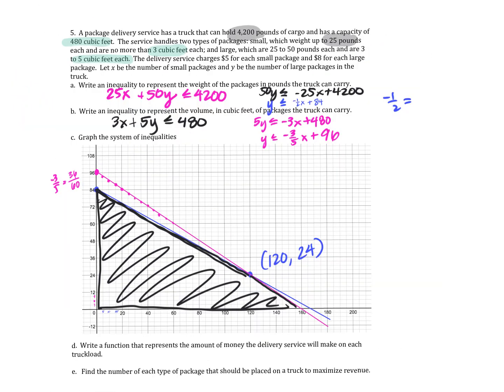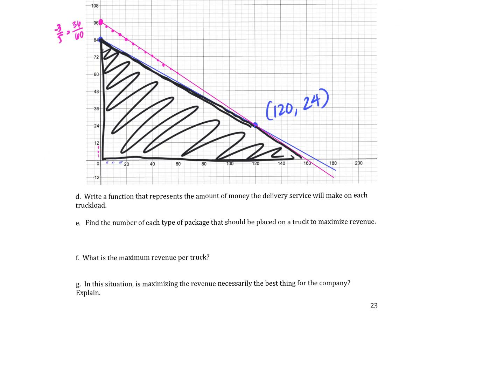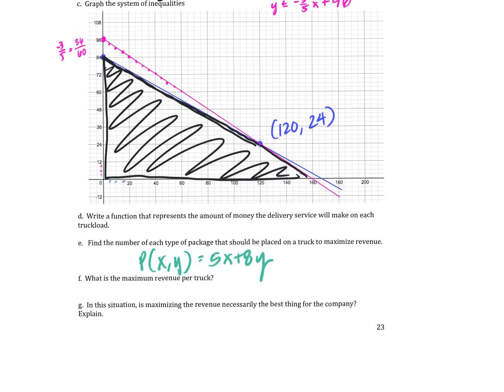Let's talk about Amazon's profit, you guys. They're charging $5 for every small box, and they are charging $8 for every large box. What do we think? 5x plus 8y. You know it. My profit is going to be 5x and 8y. What's the max revenue per truck? What are we going to plug in?